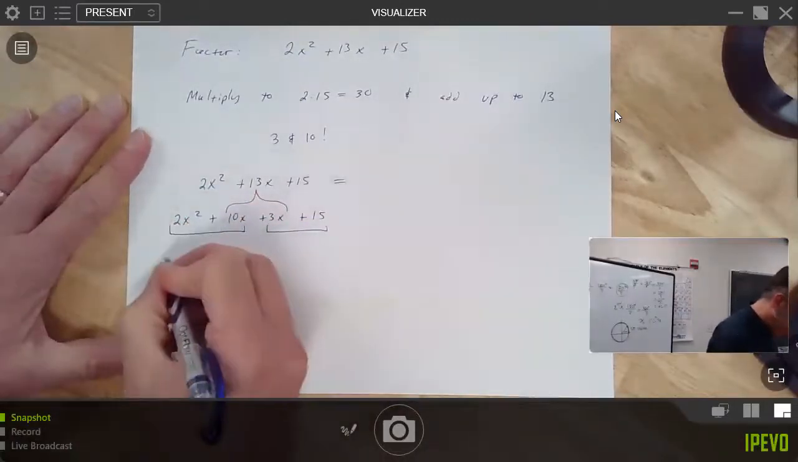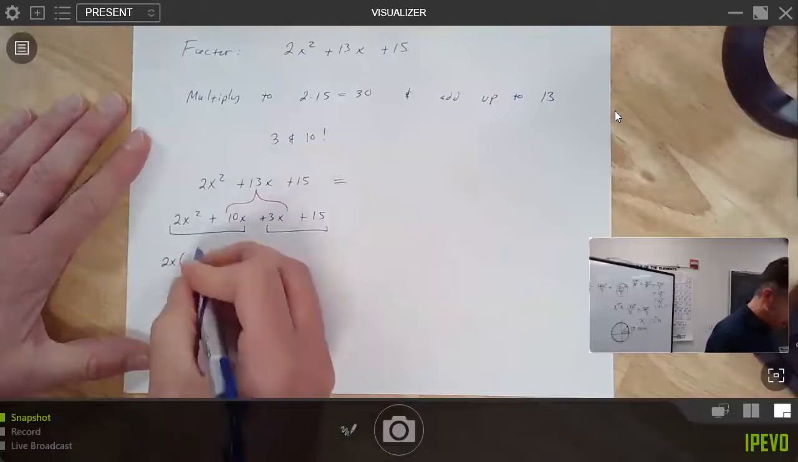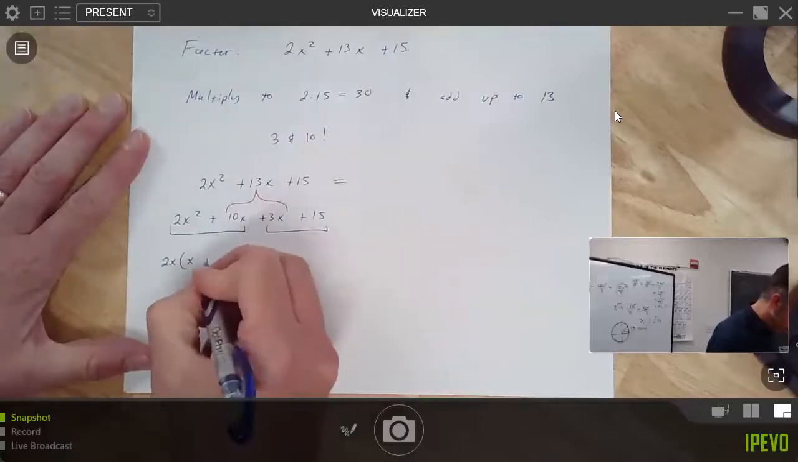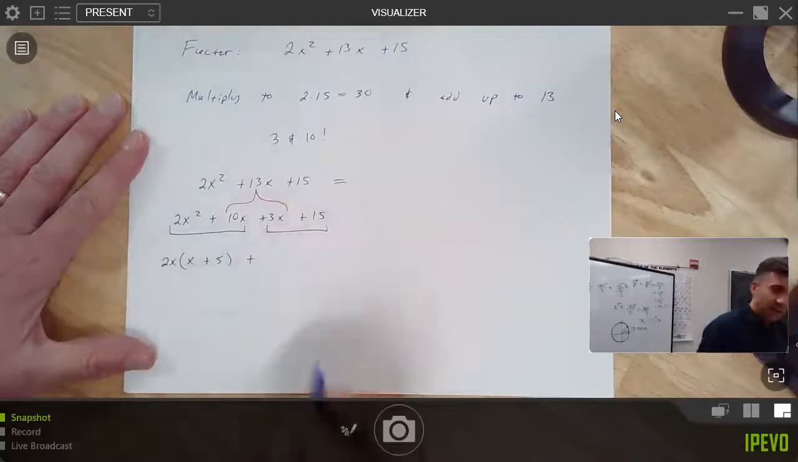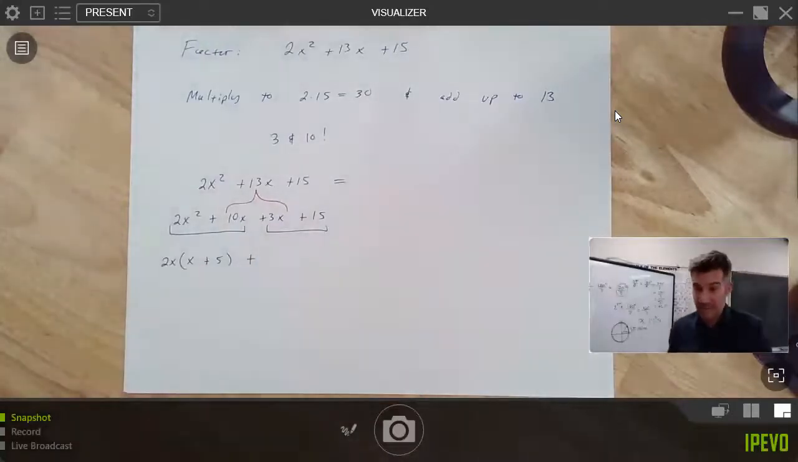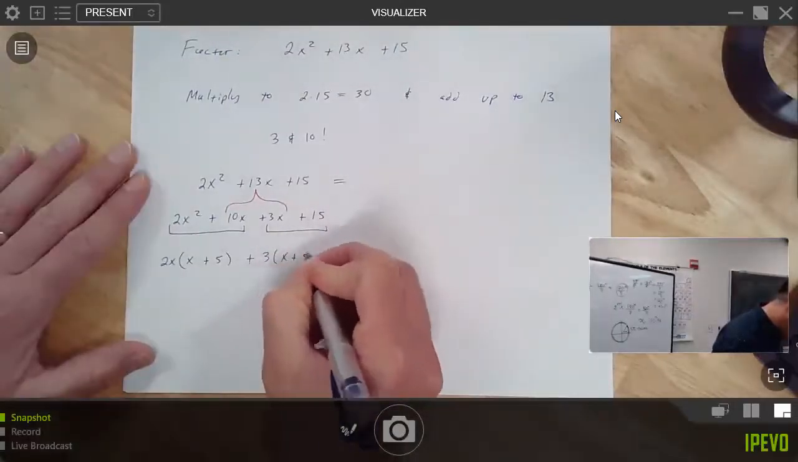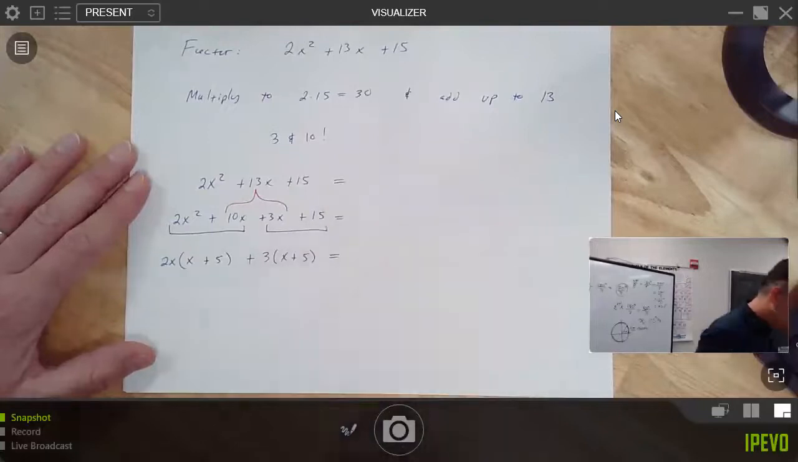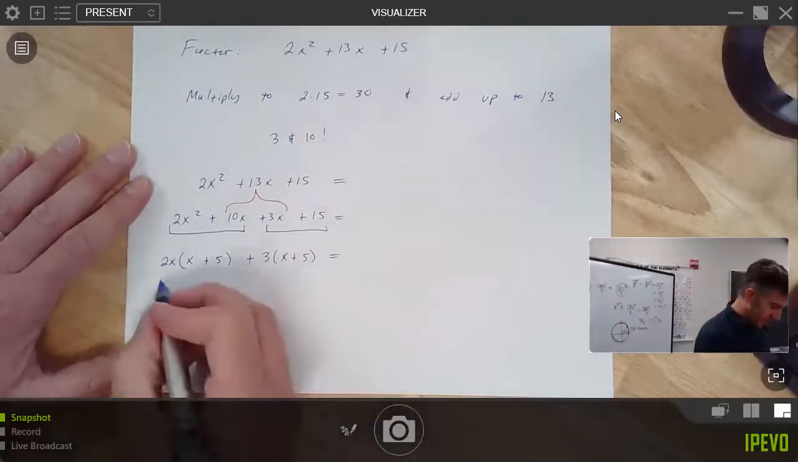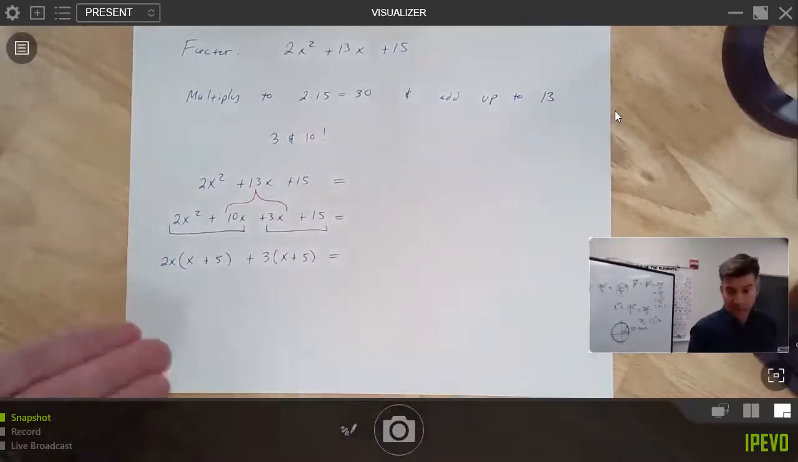From this first factor, I can factor out a 2x, and I'm left with an x plus 5. From this second factor, I better be left with an x plus 5 after I factor out whatever I can factor. And I am. If I factor out a 3, I'm left with an x plus 5. And then from each of these larger pieces, I can factor out an x plus 5.